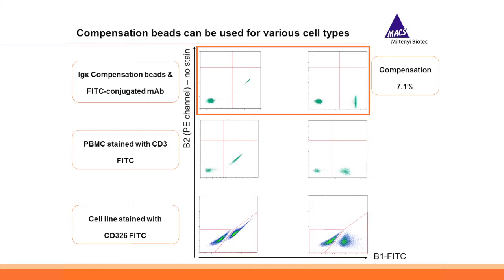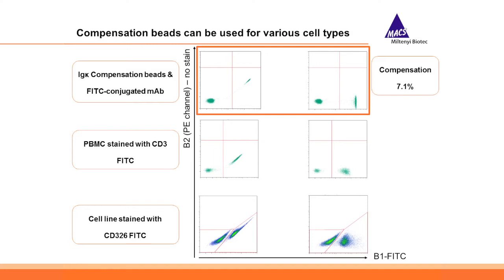So I've used these catch Ig kappa compensation beads and loaded a FITC conjugated antibody on it. And then I measured it in the cytometer. B1 is the FITC channel, I have the FITC positive beads, and I plotted it versus the PE channel. In our instrument, it's called B2. And between the FITC and the PE channel, you usually have a pretty high spillover of fluorescence. And you can see that actually here, these are the negative beads and these are the positive beads, making, of course, a FITC signal, but also a high signal in the PE channel.